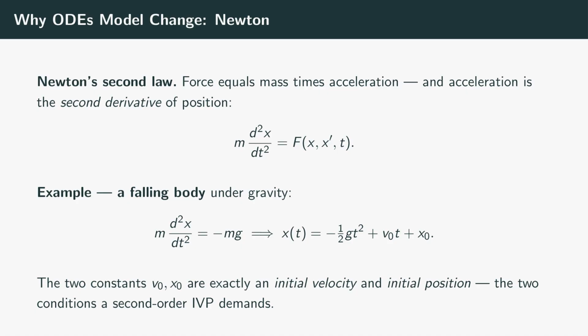Take the simplest case, a body falling under gravity. The force is constant, negative mg, so mass times the second derivative of position equals negative mg. Integrate twice and you get position equals negative 1/2 g t squared plus v naught times t plus x naught. There are our two arbitrary constants, and look what they are. V naught is the initial velocity and x naught is the initial position. Those are exactly the two initial conditions a second-order problem demands. The mathematics and the physics line up perfectly. To predict the motion, you need to know where it started and how fast it was going.